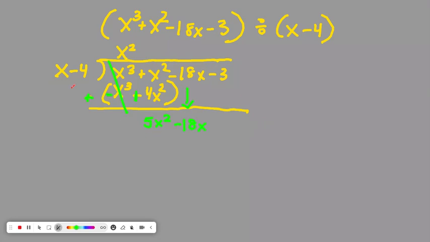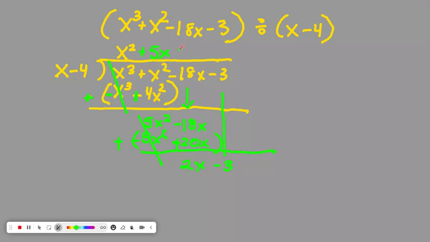Now how can we get 5x squared if we have an x? We need a 5x. And 5x times x is 5x squared. And 5x times negative 4 is negative 20x. And of course we're minusing, and we're going to change the signs. Plus, minus, plus. This cancels out. So now we have a negative 18x plus a 20x, so it's going to give us 2x. And we'll bring down that minus 3.